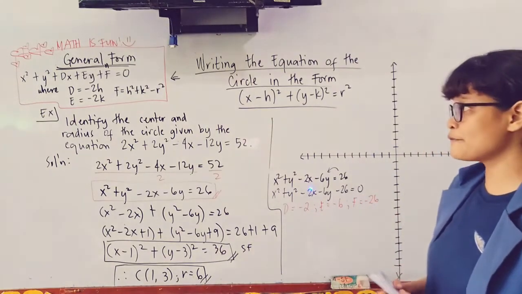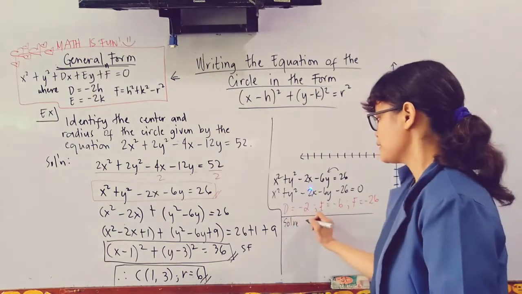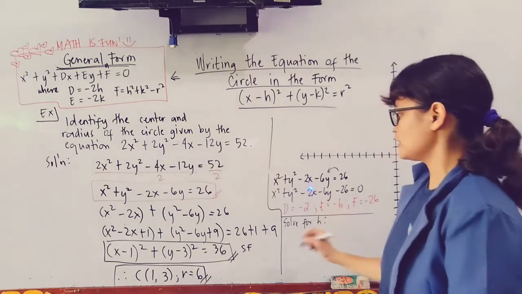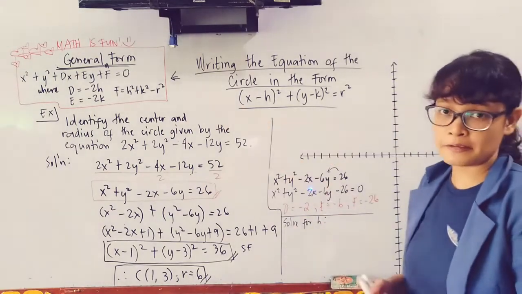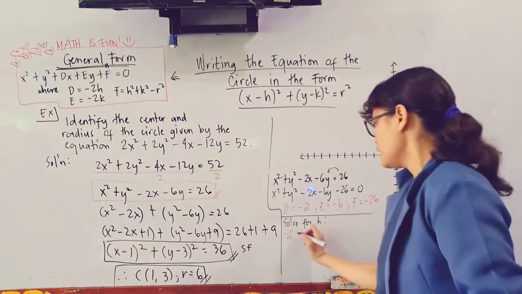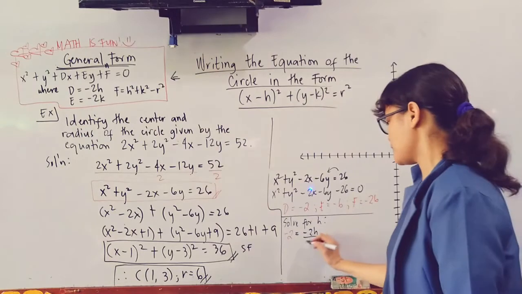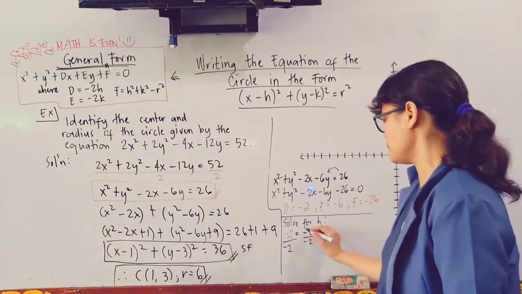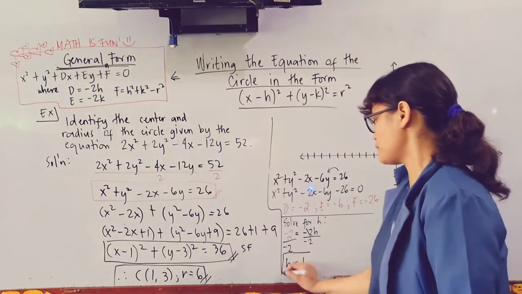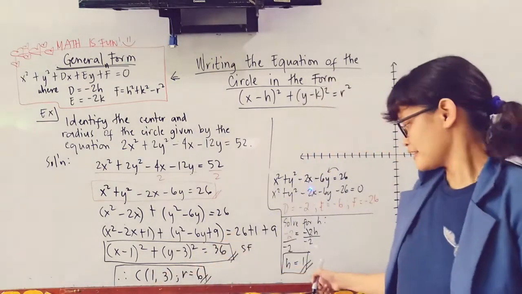Okay, so let us now solve for H. So you'll have D equals to -2H. So D is -2. So you have -2 equal to -2H. So divided by -2 divided by -2. So H is equal to +1.